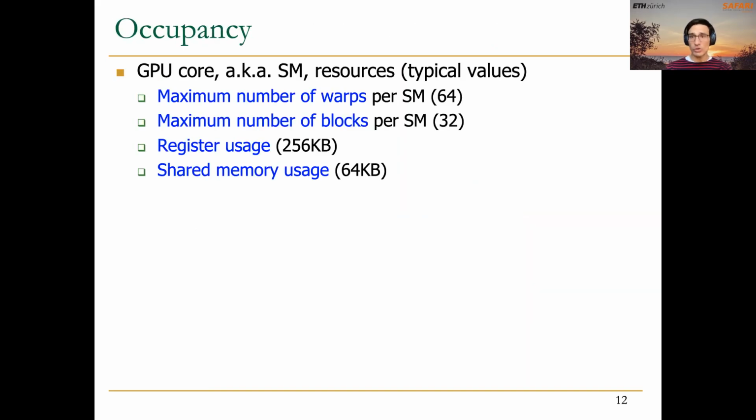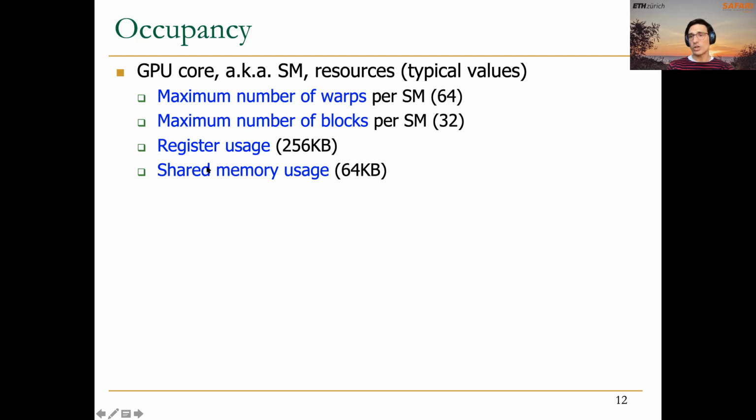Occupancy depends on the usage of the SM or GPU core resources. And just to give you a few typical values here, the maximum number of warps that we can run on an SM or a GPU core in current architectures is around 64 warps, which means 2048 threads. The maximum number of blocks that can run on a GPU core is also limited, around 32 in current architectures.